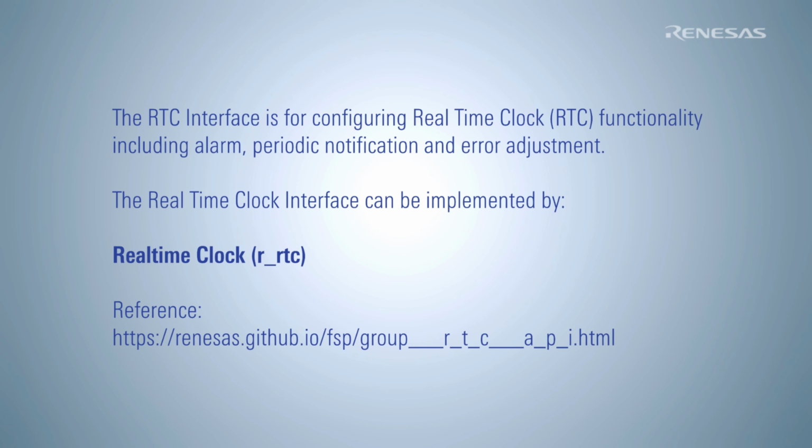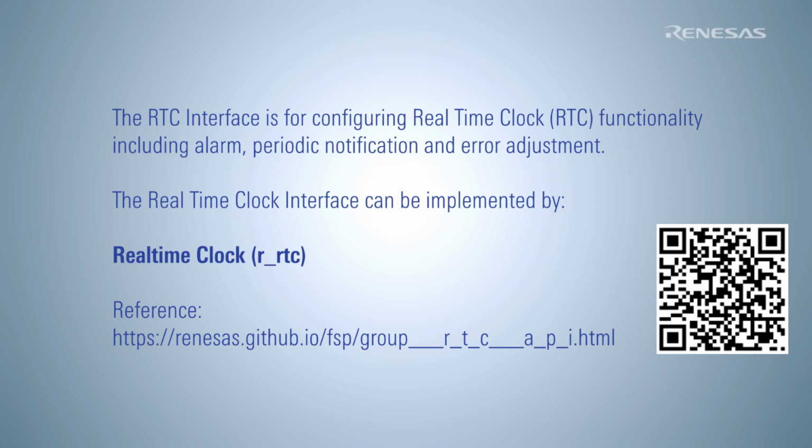In this video, I will explain how to use RTC to get current time on FPB-RA8E1. The RTC module primarily functions as a real-time clock, providing accurate time data to the program. It also supports alarm and notification features for scheduled events. To learn more, scan the QR codes on your screen to access the full documentation for the RTC module.